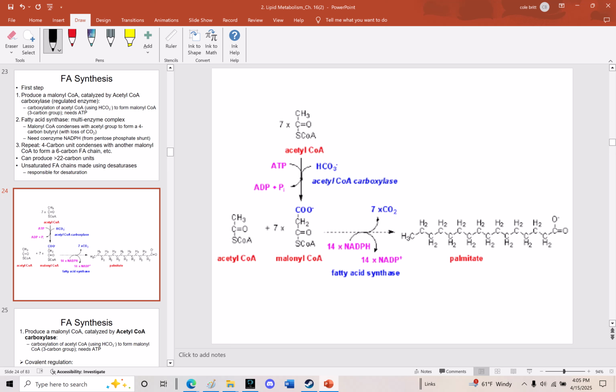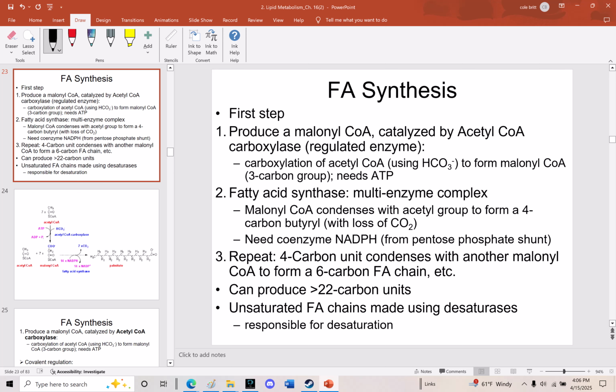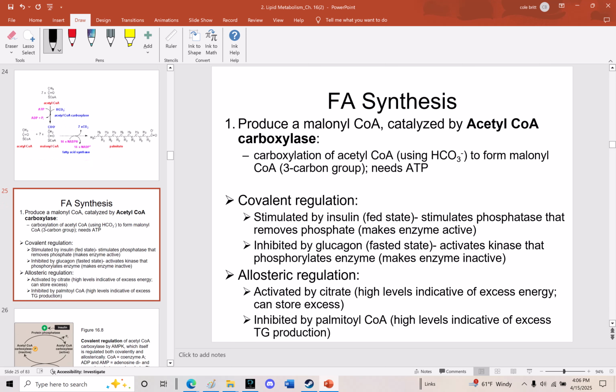And it's regulated by both covalent and allosteric regulation. So remember what it does. It's what's going to make malonyl-CoA, the very first step. Covalent stimulation, remember, is in the fed state. So what hormone is going to activate it? You should already know insulin is going to activate it, and glucagon will inhibit it. Because in the fed state, insulin will activate it, and because glucagon's a fasted hormone, it's going to be the one to inhibit it.